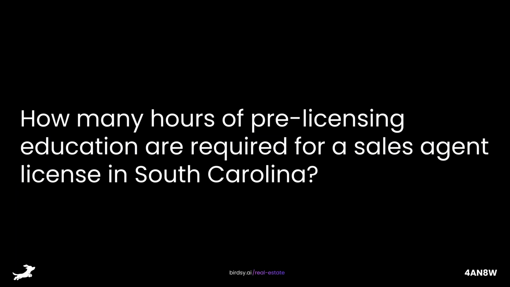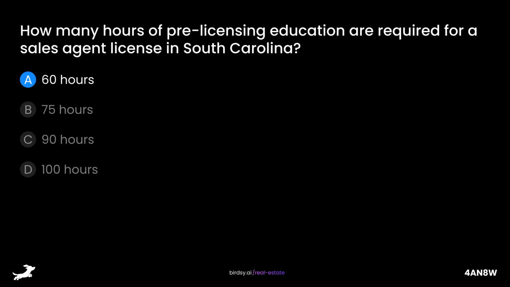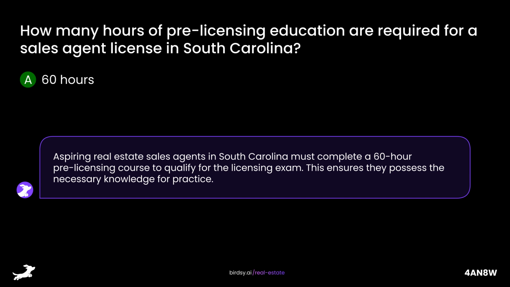How many hours of pre-licensing education are required for a sales agent license in South Carolina? Is it A, 60 hours, B, 75 hours, C, 90 hours, or D, 100 hours? The answer is A, 60 hours. Aspiring real estate sales agents in South Carolina must complete a 60-hour pre-licensing course to qualify for the licensing exam. This ensures they possess the necessary knowledge for practice.